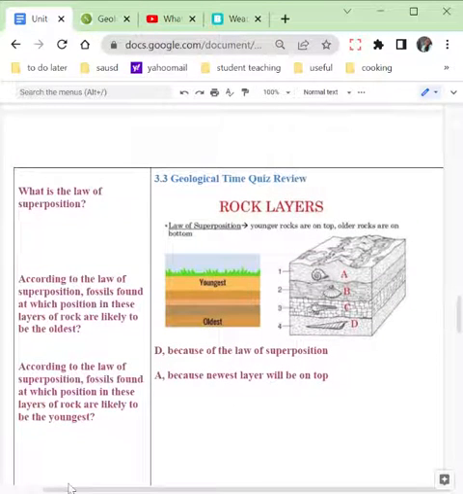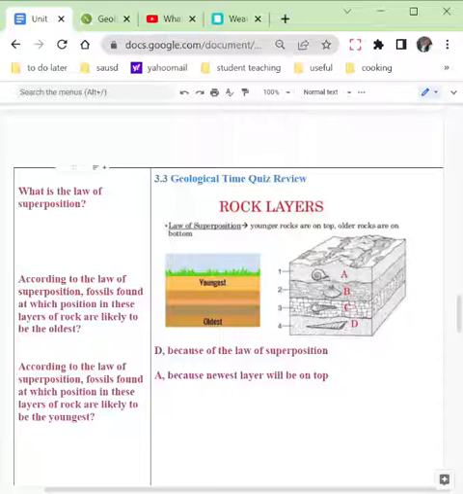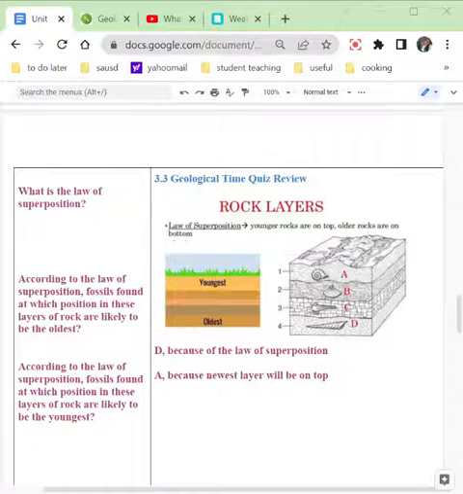Okay, the first thing that we'll be talking about today is the law of superposition. So, super important to put this down. The law of superposition states that the older rocks will be at the bottom layer and the younger rocks will be at the top.